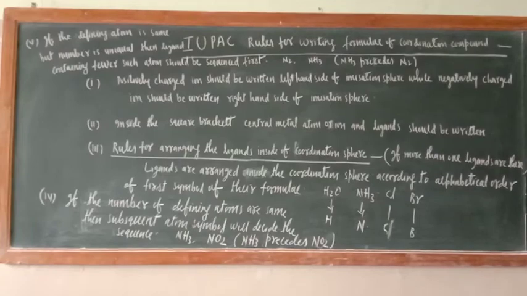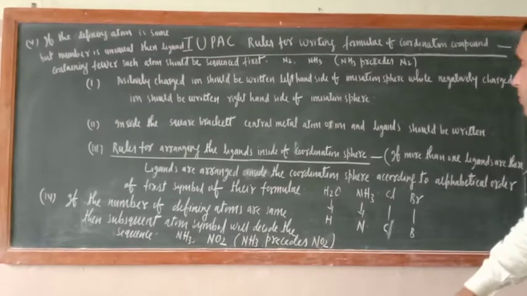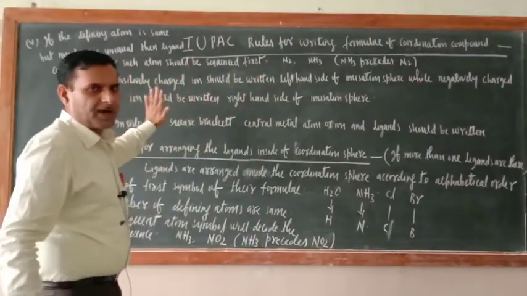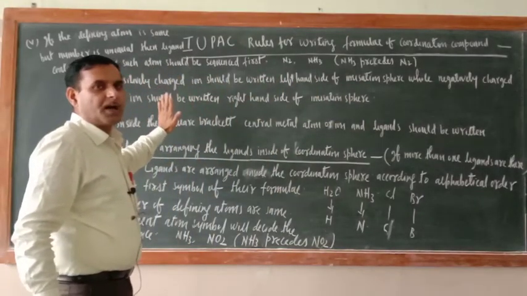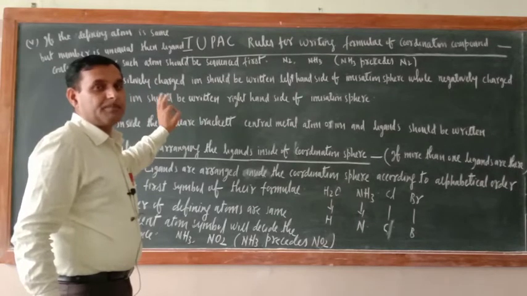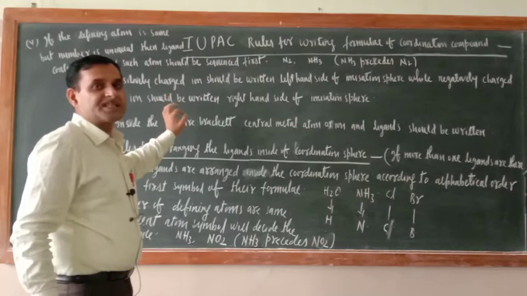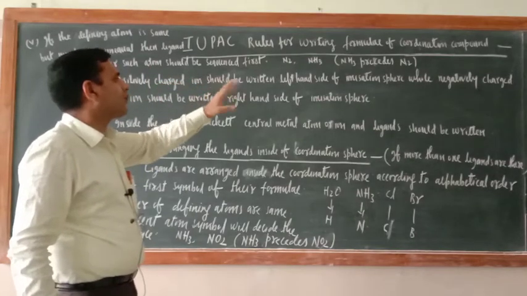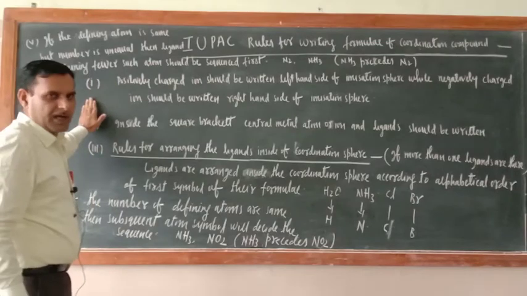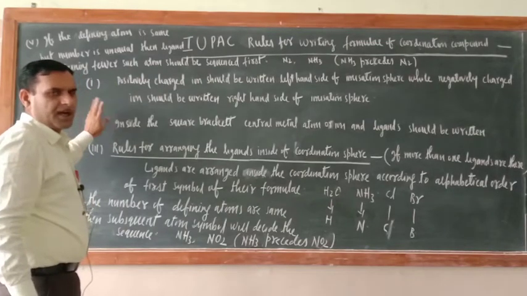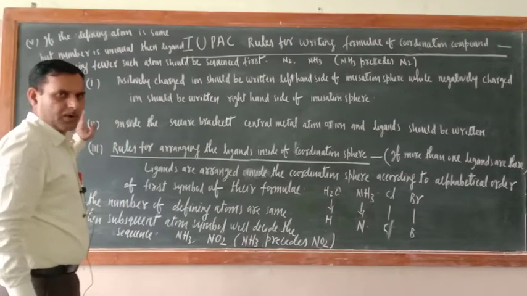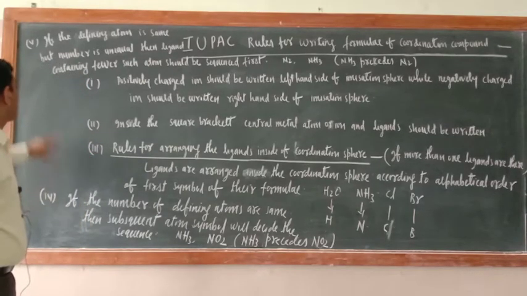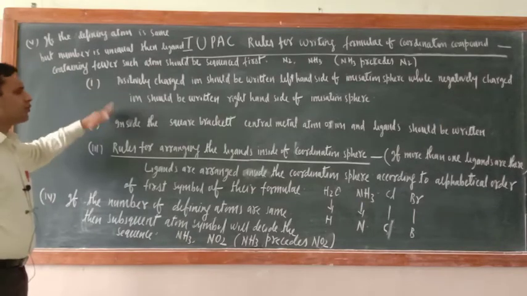So now, dear cadets, the IUPAC rules for writing formulae of coordination compounds. So far what I discussed were the rules for naming the coordination compound, the IUPAC name. Here are the IUPAC rules for writing the formula of a coordination compound. There are so many rules, but you should remember rule number 3, rule number 4 and rule number 5.